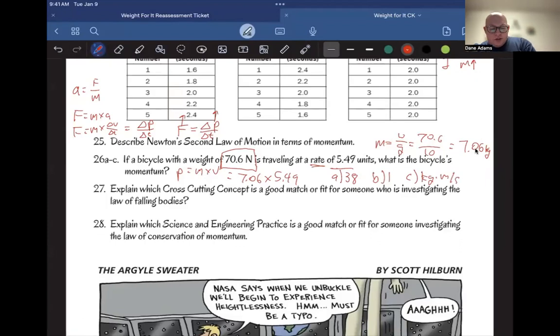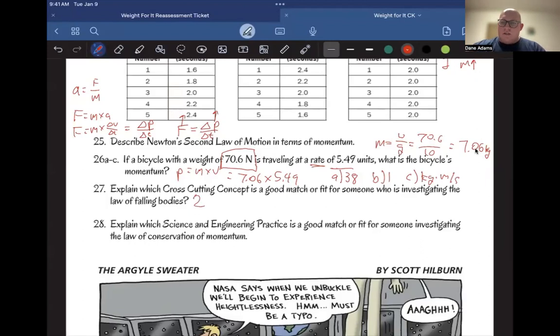27 reads, explain which cross-cutting concept is a good match or fit for someone who is investigating the law of falling bodies. If you recall in the study guide, when you filled out page 3, there really wasn't a wrong answer. You could pick any cross-cutting concept. It's whatever you felt was the right fit. So the same applies here. As long as you picked a cross-cutting concept and gave me an explanation, you got full credit. And I think it was worth 2 points.